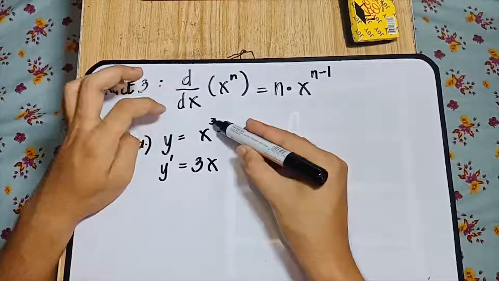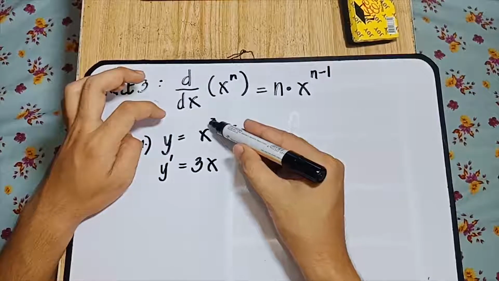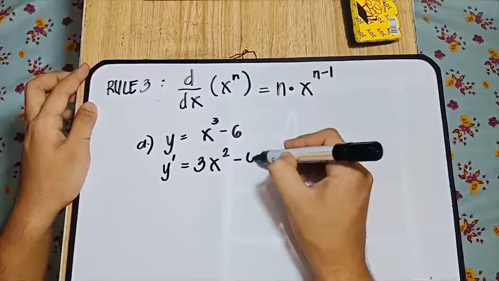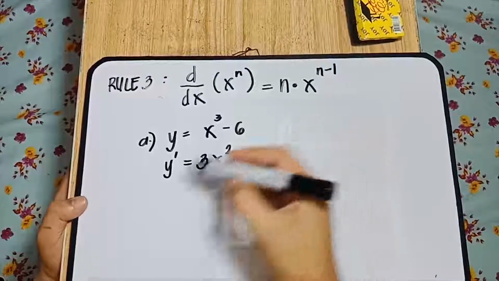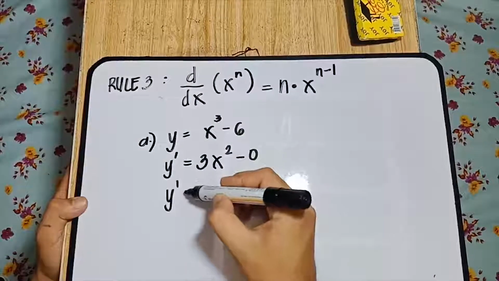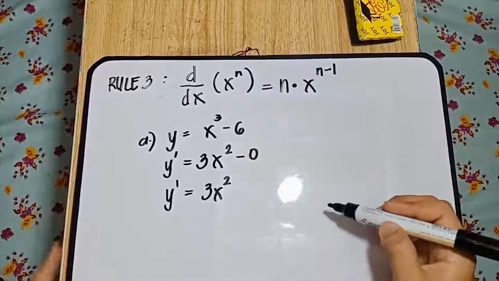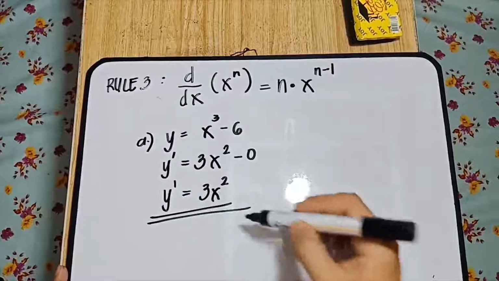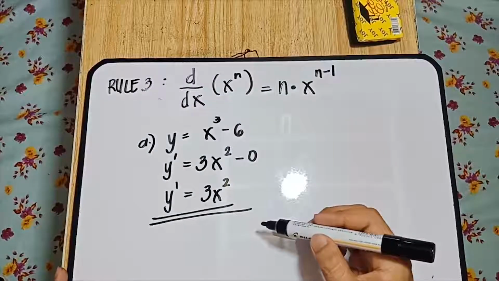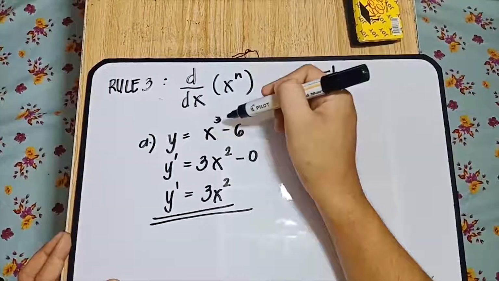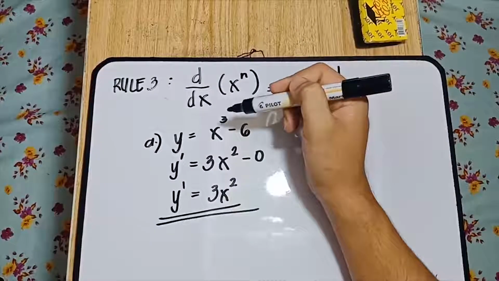So, ano ba yung n natin? 3. That is 3. So, 3 minus 1, that will be 2. Minus 0, derivative of a constant. So, therefore, y prime is equal to 3x squared. And that is the final answer. Ganun lang. That is our power rule. So, yun. Bababa mo lang yun. And then, yung exponent niya, mababawasan ng isa.